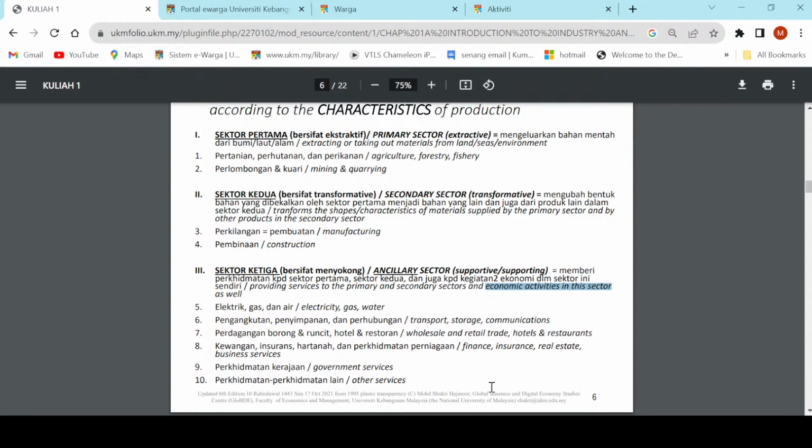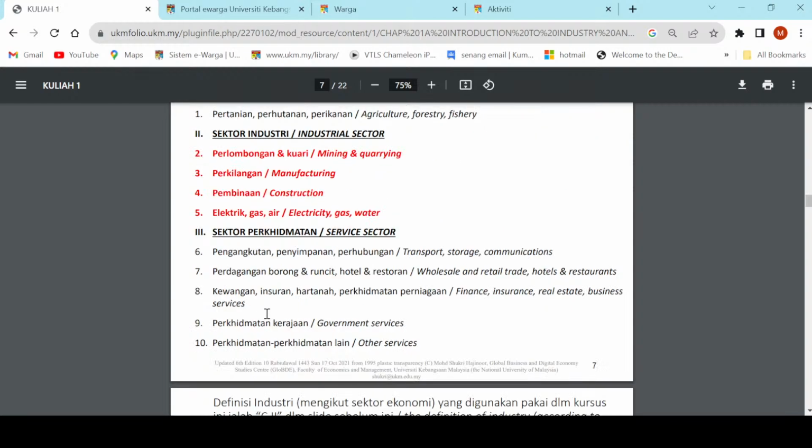Now, the third way, which is the focus of this class, based on the types of economic activities, with our focus on industry. Now, we have agriculture, forestry, and fishery alone by itself. And these are the industrial sector: mining, manufacturing, construction, electricity, gas, and water. And the rest is the service sector.